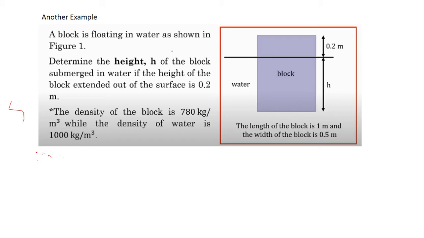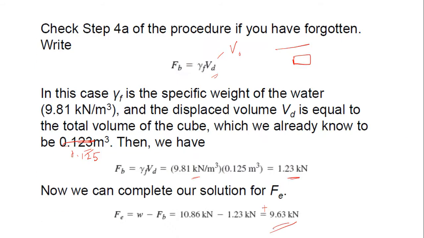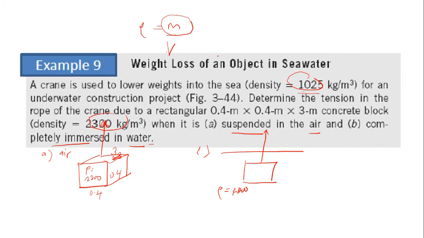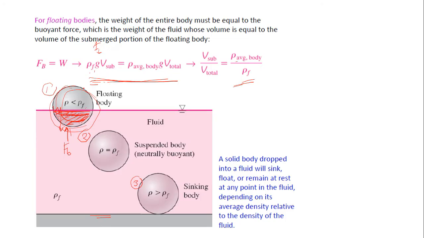Okay, it's okay. I will try to explain it more clearly so that we can understand. Okay, a block is floating in water. So they said the block is floating in water. If you see from this note, it is the first scenario, the floating body, where your Fb equals W.